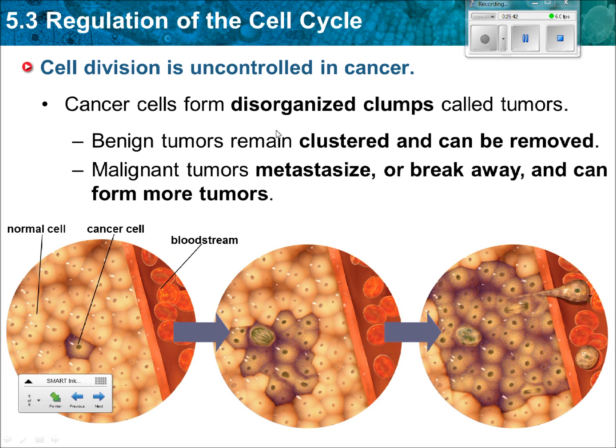Malignant tumors can do what we call metastasize, which simply means they can break off the tumor and spread throughout the body, ending up in a different spot where they can start growing, and then we get more tumors in other areas.